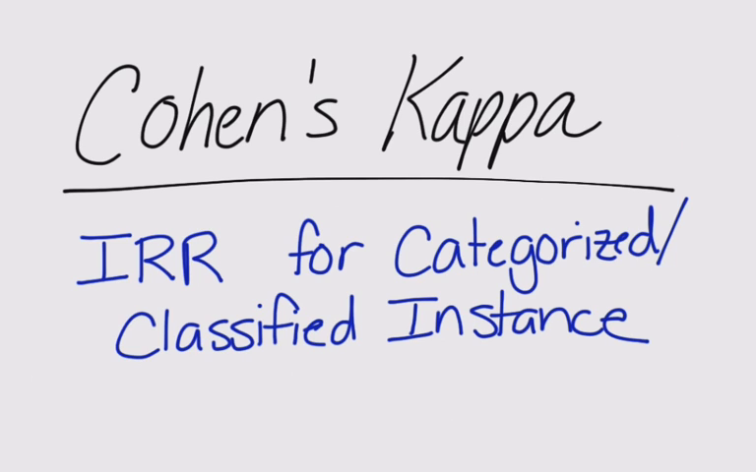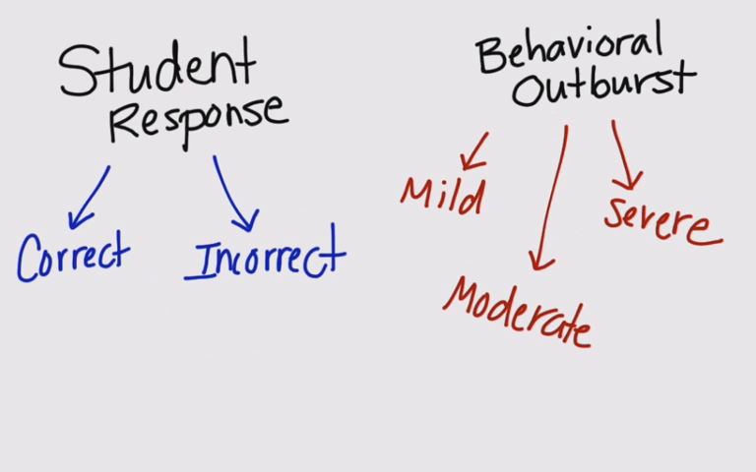So basically it's a form of interrater reliability for categorized or classified instances. So, for example, say I have codes of student responses, and then I ask two raters to label them as either incorrect or correct responses. This would be where Kappa could be useful in calculating interrater reliability.